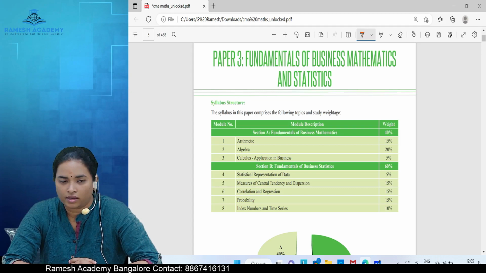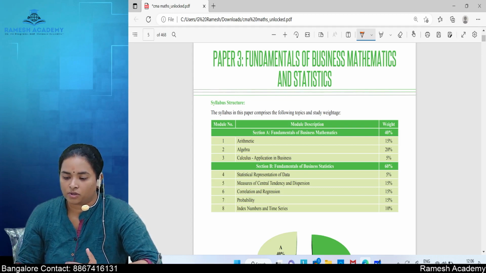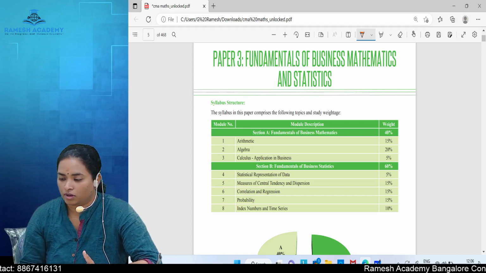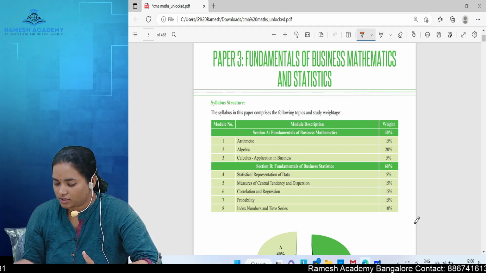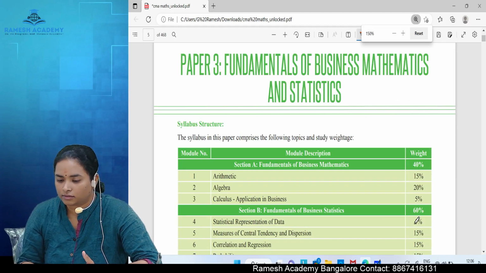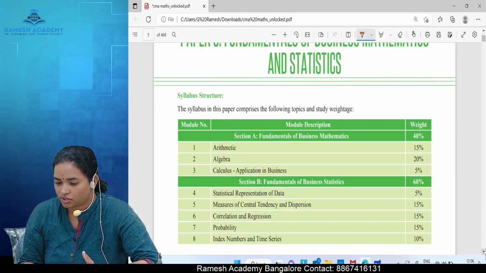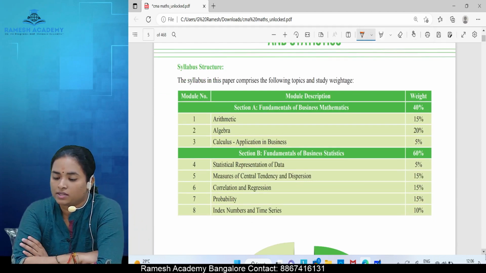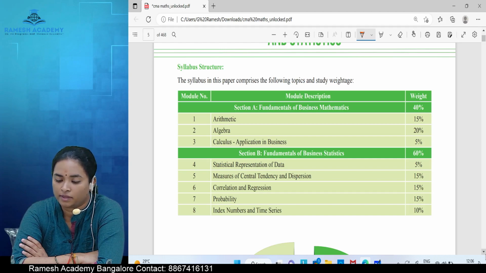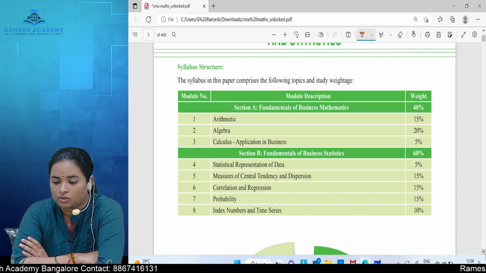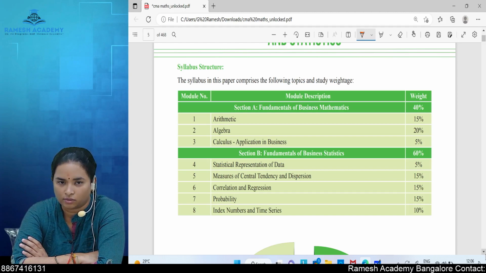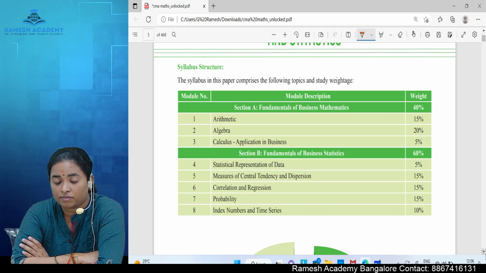So, today in our class, I'll go through our syllabus. What are the contents, what are the modules we have, and so on. You can see on the screen. There are two sections, section A and section B. In section A, fundamentals of business mathematics will be one part and the statistics part will be in section B. In section A, there are three modules: arithmetic, algebra and calculus. And calculus is basically dealt with in respect to application in business.